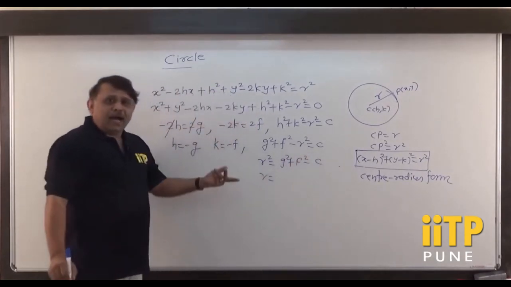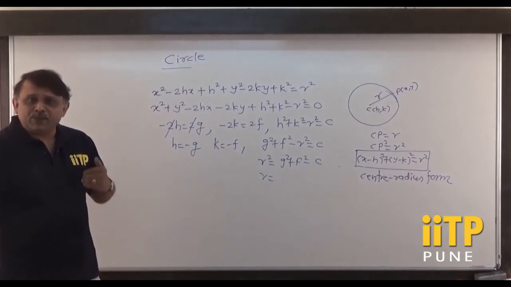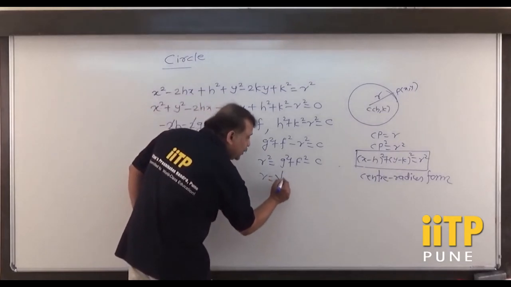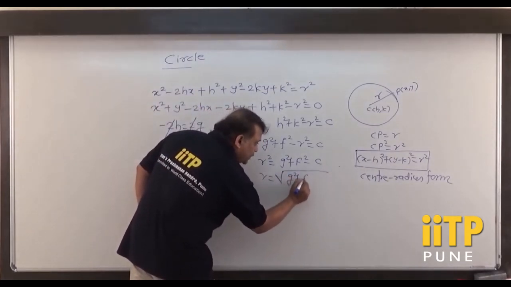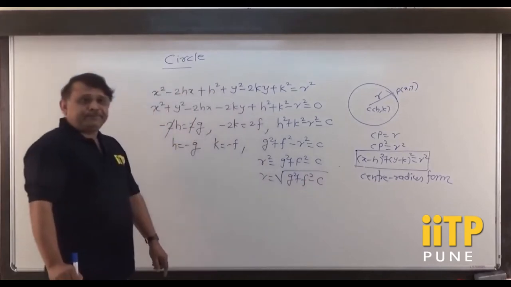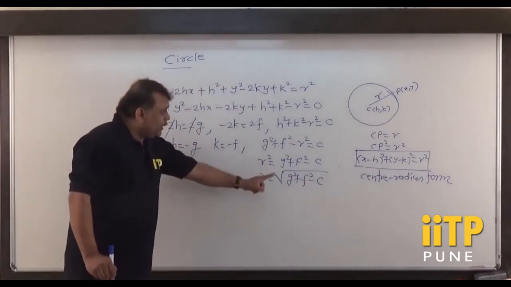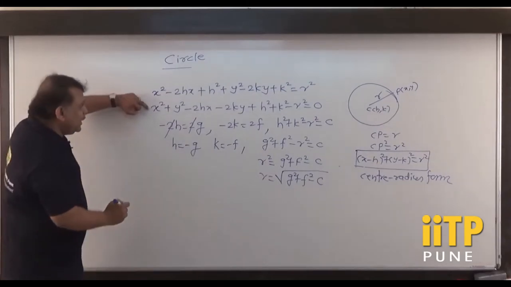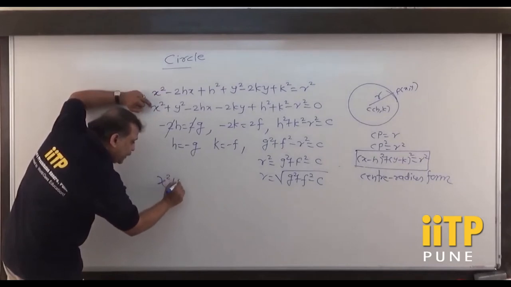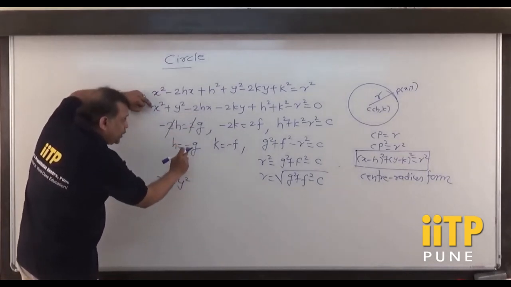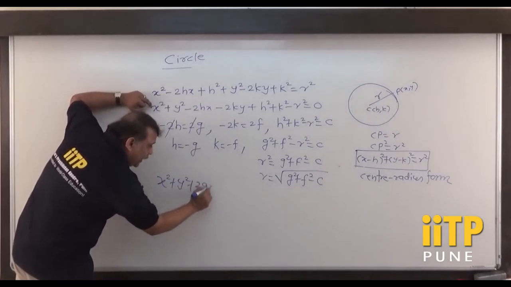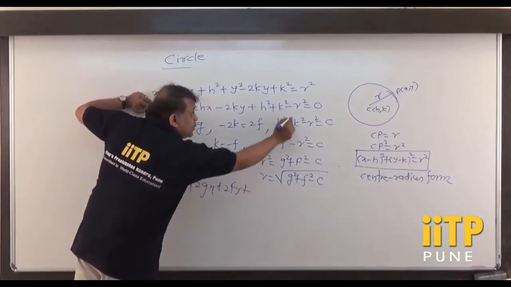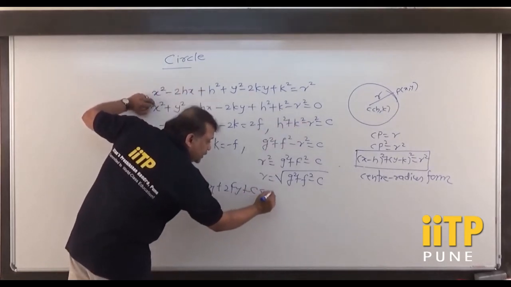Therefore, r is either plus or minus square root of g square plus f square minus c, but r is the radius. Therefore, I should take the positive root of g square plus f square minus c. So, with the help of these substitutions, the above equation of circle, which was in center radius form, is now becoming x square plus y square minus 2h is 2g, so 2gx. Similarly, minus 2k is 2f, so plus 2fy plus this whole constant I am calling c is equal to 0.